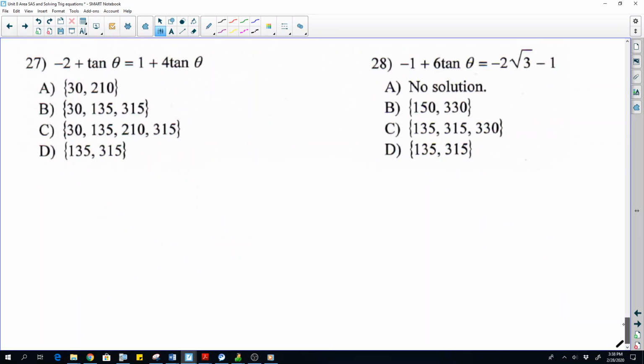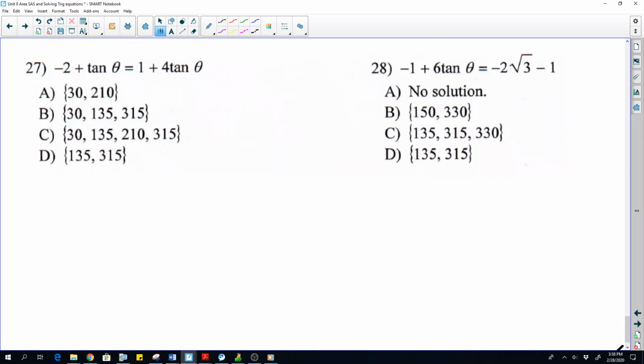Okay, so we're jumping to number 27 to finish off this video. So we have a 1 tangent, and over here's a 4 tangent. So let's minus that 1 tangent over to the other side. And so that'll take it down to 4 minus 1, which is 3 tangent theta. And then we're going to minus 1 over to this side. And so negative 2 with the negative 1 is a negative 3, because we minus the 1 over to that side.